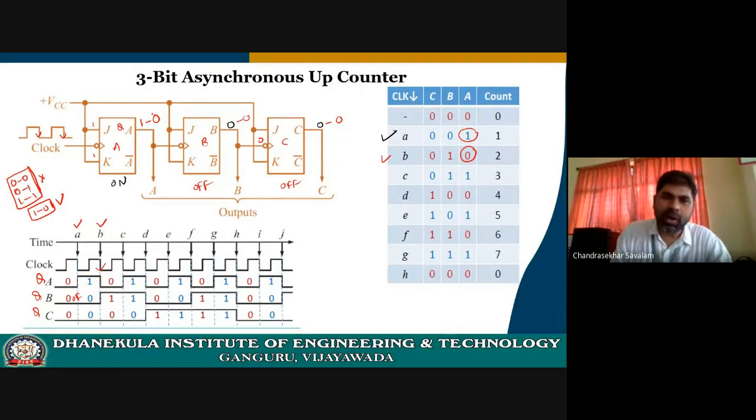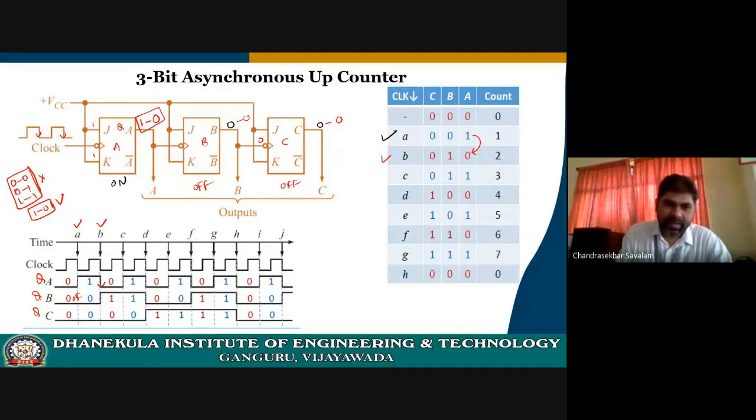So now the output is 0. See here, the output is changed from 1 to 0. Okay. Now students, see here, there is a transition from 1 to 0. That means this is actually a clock transition. 1 to 0 means, students, this is a clock transition.